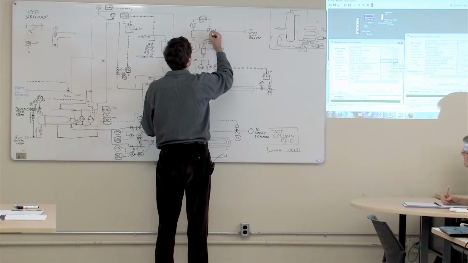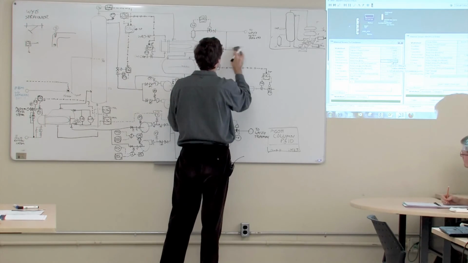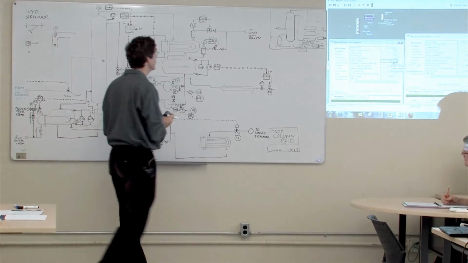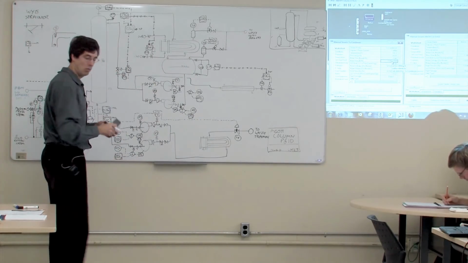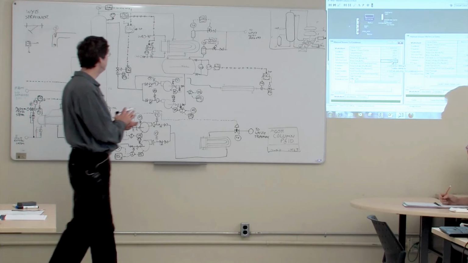Fail it closed maybe, fail it closed, and join the line so that we can minimize the amount of piping. No sense in running 2 lines to the waste heat boiler. Okay, so that's the non-condensables done.